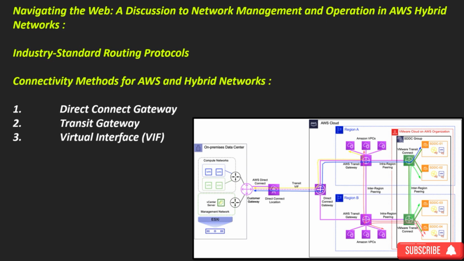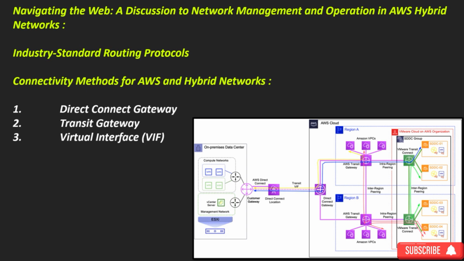So what are the connectivity methods for AWS and hybrid networks? To facilitate robust connectivity, AWS offers a range of methods, each tailored to specific use cases. The key connectivity methods include, starting with the Direct Connect gateway. This allows for a centralized connection management hub, simplifying the process of connecting to multiple virtual private clouds. Next, the transit gateway is ideal for scaling connectivity in a hub and spoke model. The transit gateway streamlines network architecture, providing a more efficient and scalable solution too.